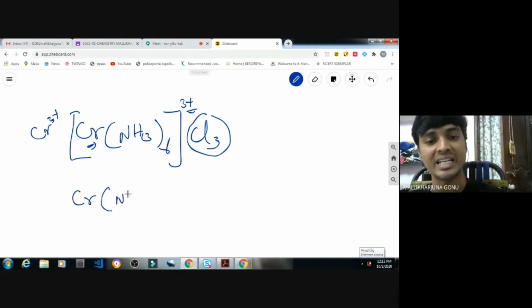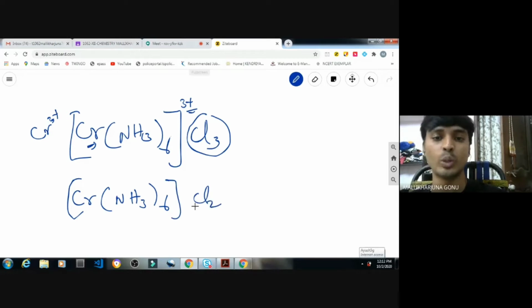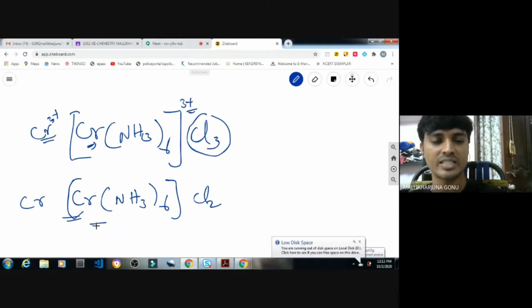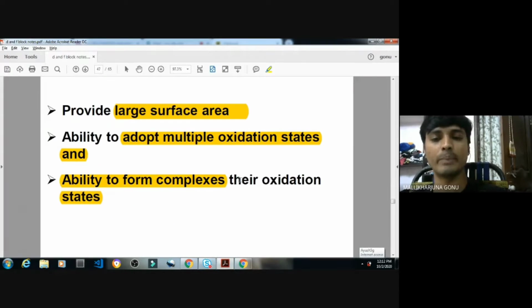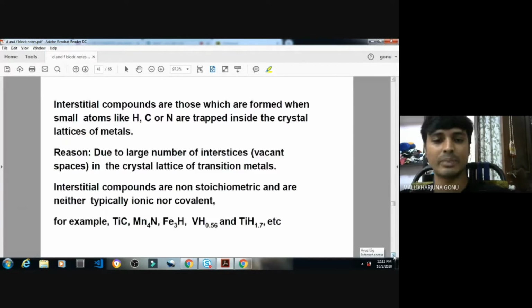In the same way, [Cr(NH3)6]Cl2 is also possible. What is the oxidation number of chromium here, Rohini? Here I have written Cr3+. What is the oxidation number here? 2+. 2+, very good. Here the charge is 2 minus, so that's how it is Cr2+. So different complex compounds can be formed. That is the meaning of ability to form complexes and their oxidation states: Cr3+ is one oxidation state and Cr2+ is another.